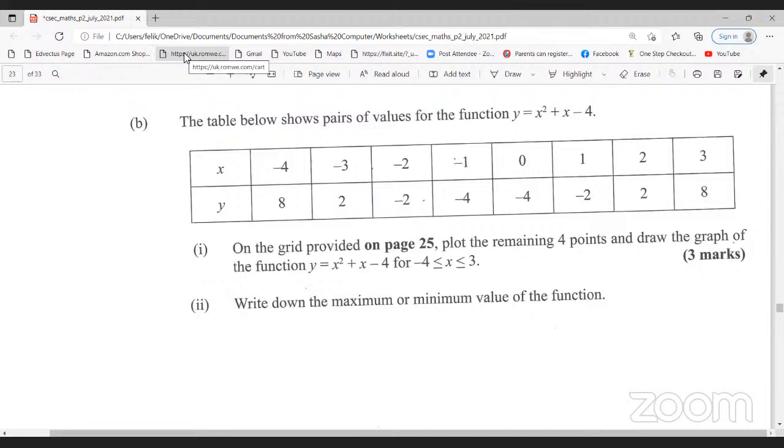Miss, for B1, you would have to do that on a graph, right? And the second question asks for the minimum and the maximum point. Write down the minimum or maximum value of the function.